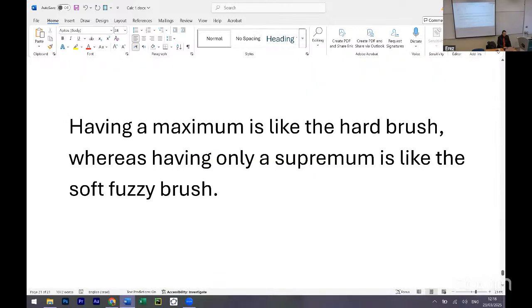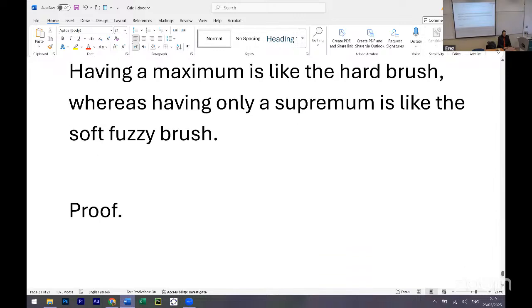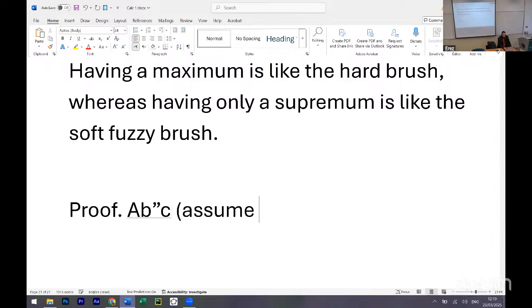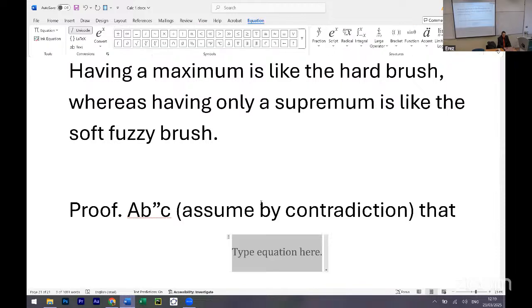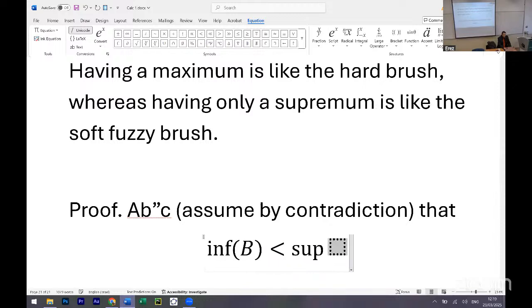So now let's go to the actual proof of the proposition. Proof. So ABC, I like that. Assume by contradiction, I will remind you of that, that the infimum of B is actually strictly smaller than the supremum of A.